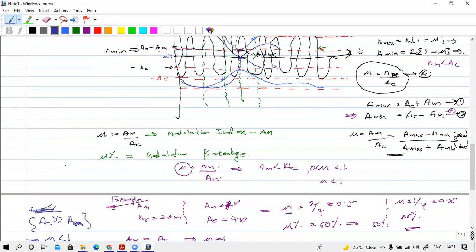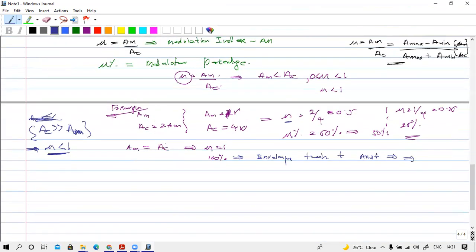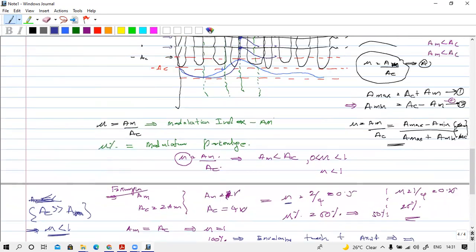What happens if AM is greater than AC? For example, you get AM as 4 volt and AC as 2 volt. What is the mu value? Mu value is 2. If we get the percentage, it is 200%. So this scenario is called overmodulation. If AM is greater than AC, it is called overmodulation. Let's see what happened there.